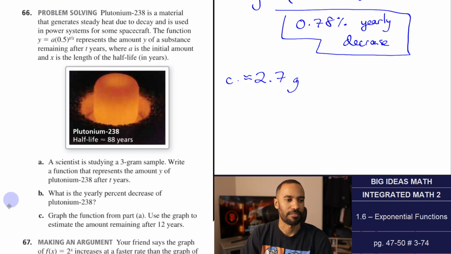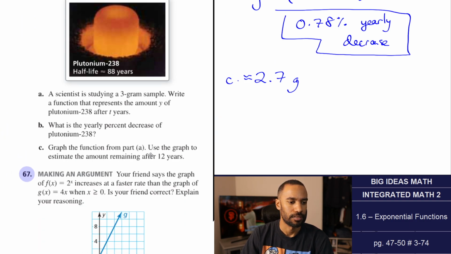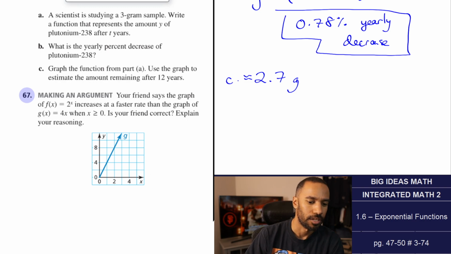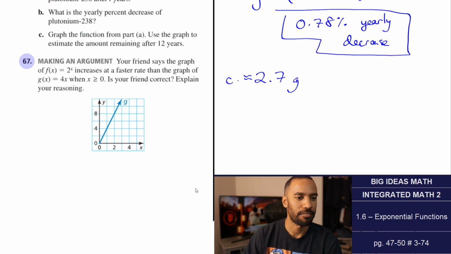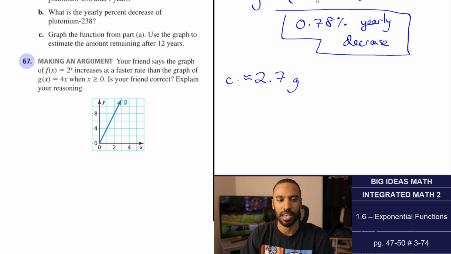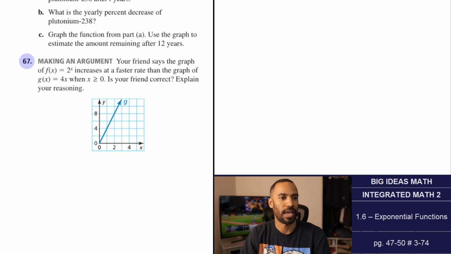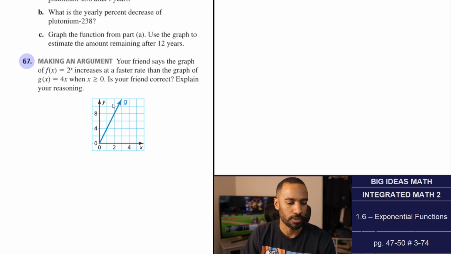To number 67. Making an argument. Your friend says the graph of f of x equals 2 to the x increases at a faster rate than the graph of g of x equals 4x when x is greater than or equal to 0. Is your friend correct? Explain your reasoning.